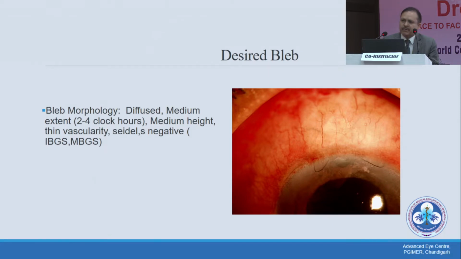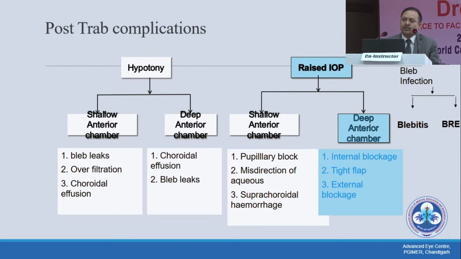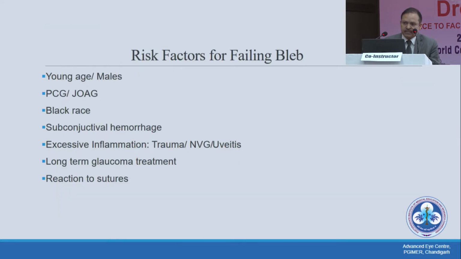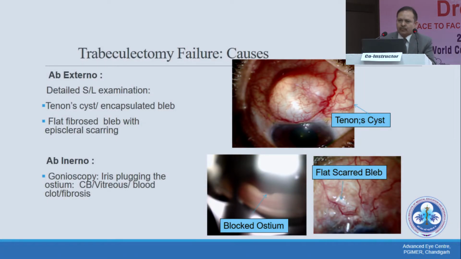So this is the type of Bleph which we aspire to after the trabeculectomy. But there are lots of post-trab complications. So we will be discussing raised IOP with deep AC, which can be due to the blockage of the internal ostium or the external. So these are some of the risk factors for failing of the Bleph: young age, GOAGR, PCG, subconjunctival hemorrhage, or excessive inflammation. So failure can be due to ab externo causes, Tenon's capsule, encapsulated Bleph, or flat fibrous Bleph, or ab interno due to closure of the ostium.